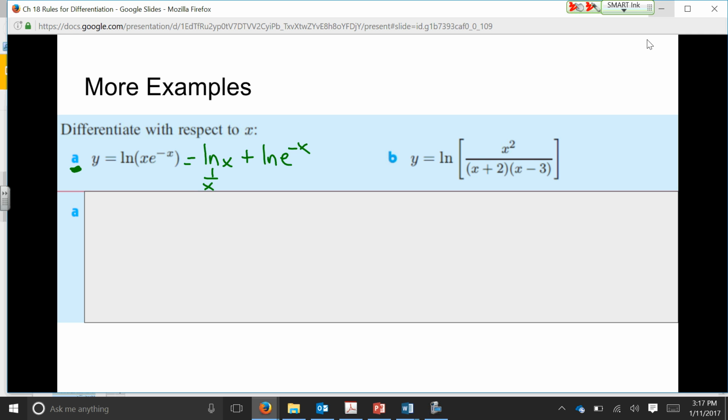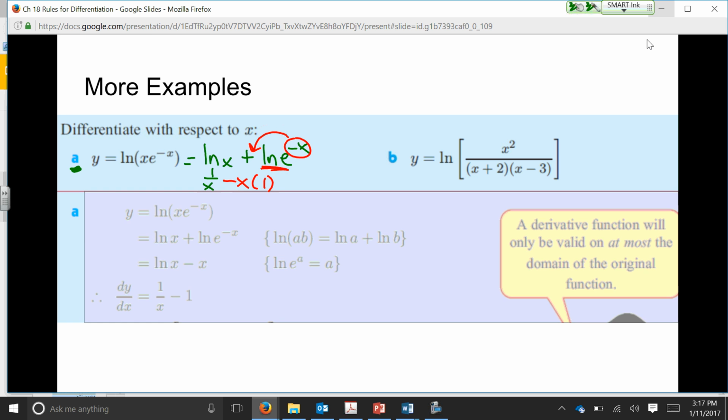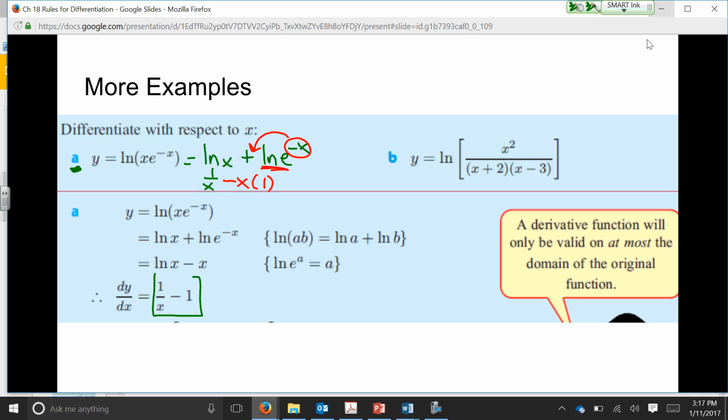And when I have the natural log of e to the negative x, I can just take that negative x and move it in front. When I do that, I just end up getting negative x. Now, I still have the natural log of e, but I know the natural log of e is just 1. So when I look at that, I end up just getting 1 over x minus 1. And you see here a little bit more of an explanation. I can separate the logs, and then I can also take the natural log of e to a, and that's just a. In this case, a equals negative x. We're going to take a look at the second example on the next slide.